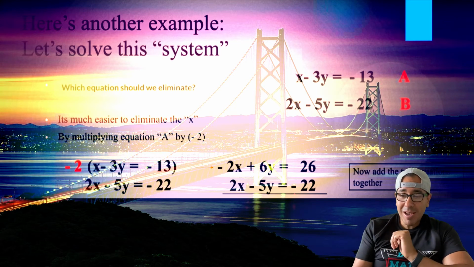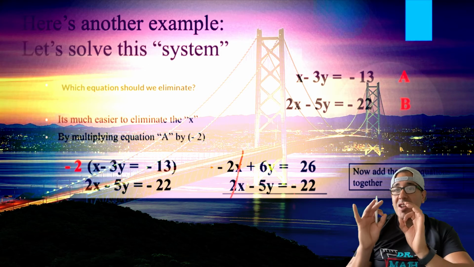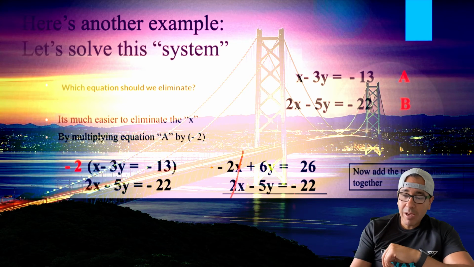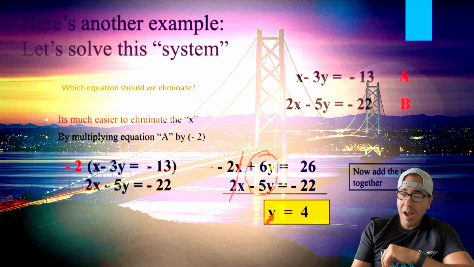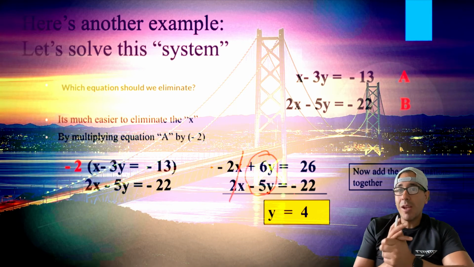And this one's quite nice, because now that -2x and that 2x, they're gonna cancel each other out just like we want. And look what we have. When you combine your like terms here, you're left with the y. And so we end up with y equals 4. So right away, this problem worked out much nicer.